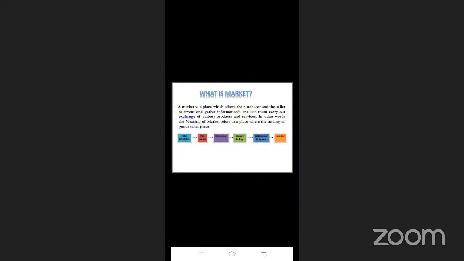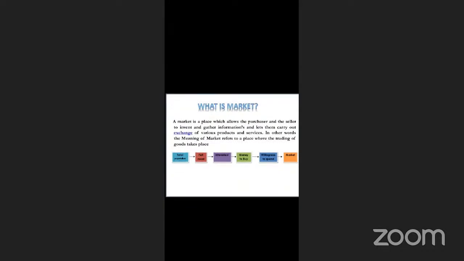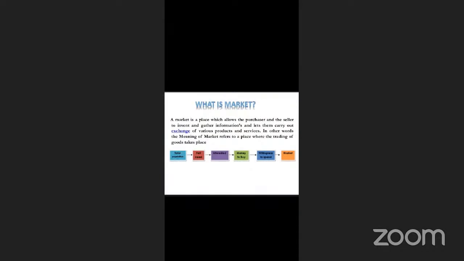So first we'll understand what a market is. A market is a place which allows the purchaser and the seller to invent and gather information and lets them carry out exchange of various products and services. In other words, the meaning of the market refers to a place where the trading of goods takes place. It is one place where buyer and seller meet each other and decide what to sell and what to buy. In simple words, market refers to a place where the trading of goods and services takes place.